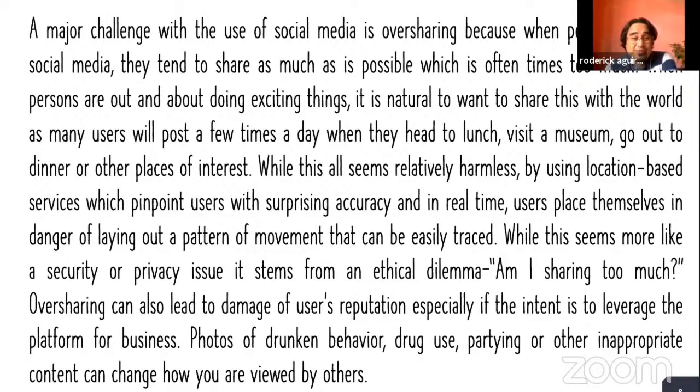Okay? Well, this all seems relatively harmless, but using location-based services which pinpoint users with surprising accuracy and in real time, users place themselves in danger of laying out a pattern of movement that can be easily traced. I was in Albay, Legazpi City, and I didn't want some of my students before to know that I was in Legazpi because I wanted to focus more on my task. There was a seminar there and I was only there for 3 days.